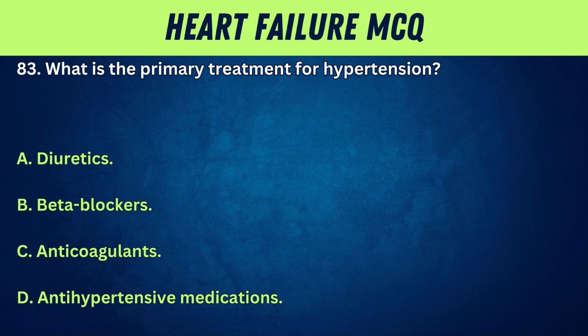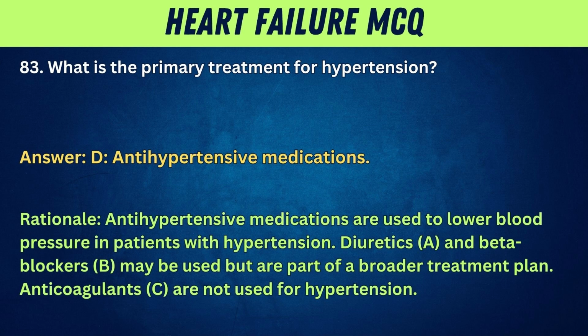83. What is the primary treatment for hypertension? A, diuretics. B, beta blockers. C, anticoagulants. D, antihypertensive medications. Answer, D, antihypertensive medications. Rationale, antihypertensive medications are used to lower blood pressure in patients with hypertension. Diuretics, A, and beta blockers, B, may be used but are part of a broader treatment plan. Anticoagulants, C, are not used for hypertension.